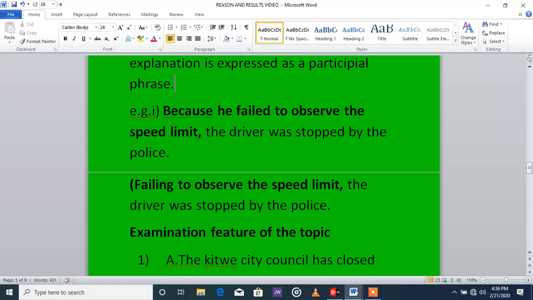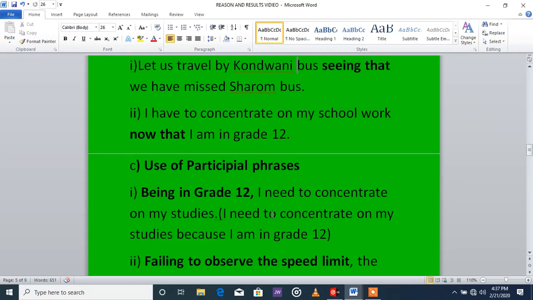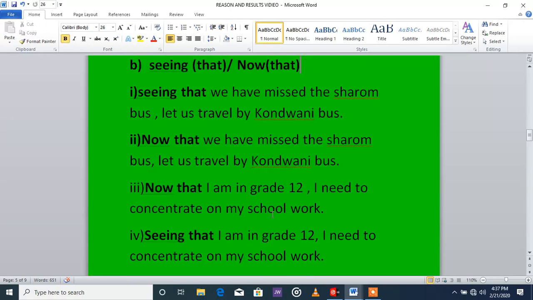Then we begin because it will be because he failed to observe the speed limit, comma, the driver was stopped by the police. Remember, we are using a comma because the structure has started. But if it is used in the middle, you do not put any comma. So in short, this is the simple way we can answer reason and result.